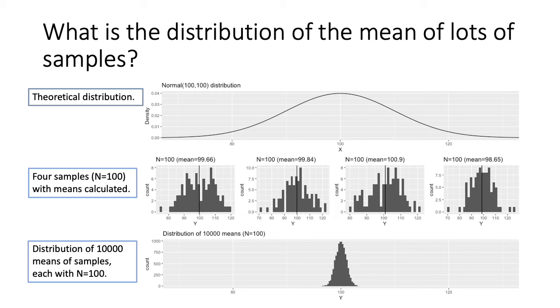So we've got the distribution of 10,000 means of samples, each with a sample size of n equals 100. What I'd like you to notice is that again we've got a normal curve in this case, but the variance is smaller than we had in the original distribution.